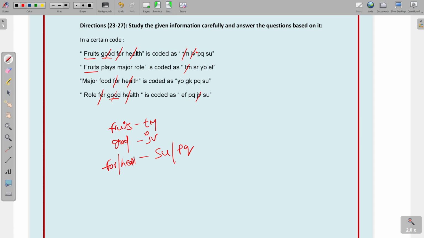So it can be either of the two. And next is place. So place here, and only place. So see, place is SR, only in place. Next, major. So major here and major here also. So see SR is completed, only YB. So YB is the major.